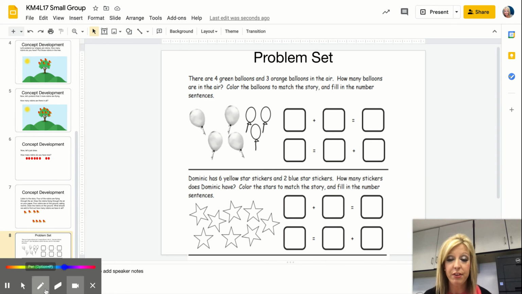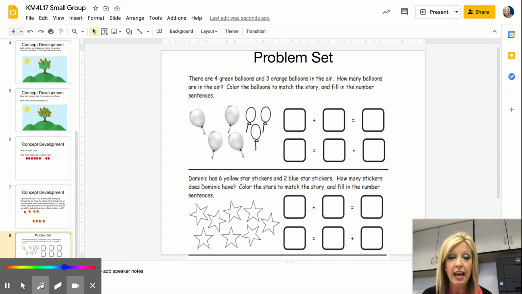All right, if you have your problem set handy, we're going to do a few problems off of the problem set. If not, you can do it on a separate sheet of paper. Let's look at this first problem. There are 4 green balloons and 3 orange balloons in the air. How many balloons are in the air? Color the balloons to match the story and fill in the number sentences.